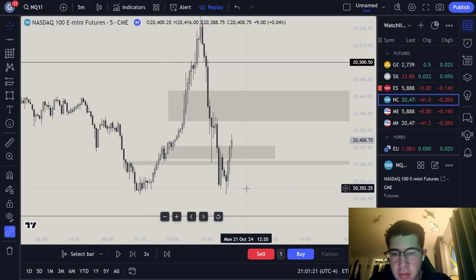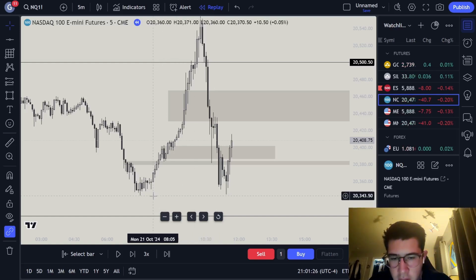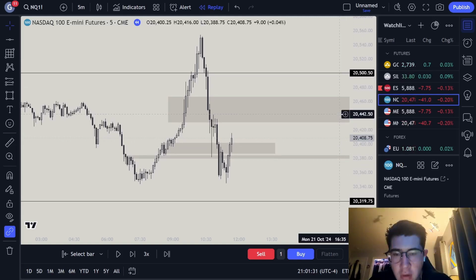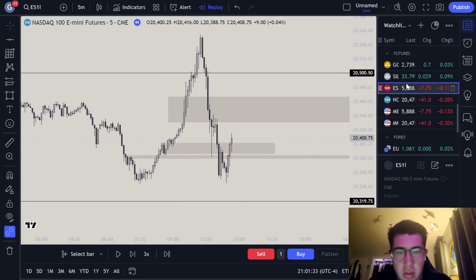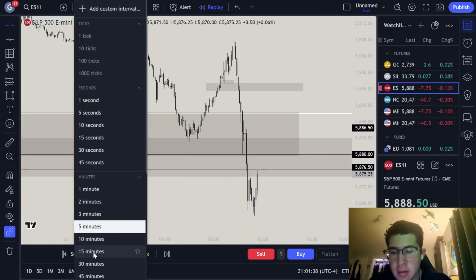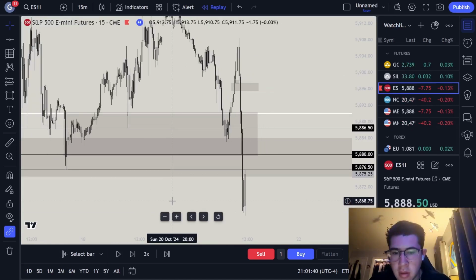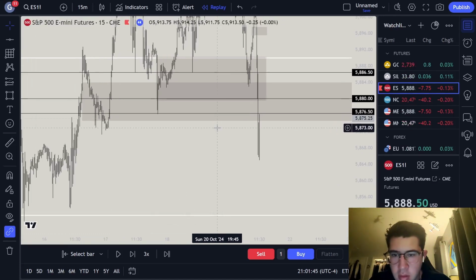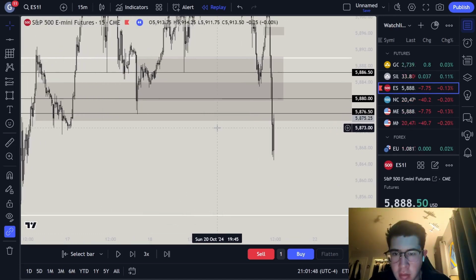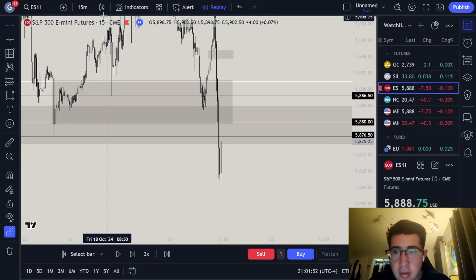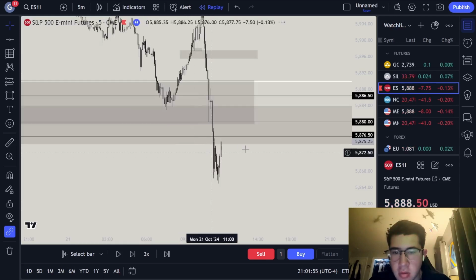Let's check out what's happening. Okay, so it looks like we didn't quite take out these lows. However, we are in an extreme discount right now. We are in an extreme discount, so that's something to keep in mind. On ES, maybe we took out these lows. Wow, okay. So we really moved on ES. I'm not sure why, since there was some news today.